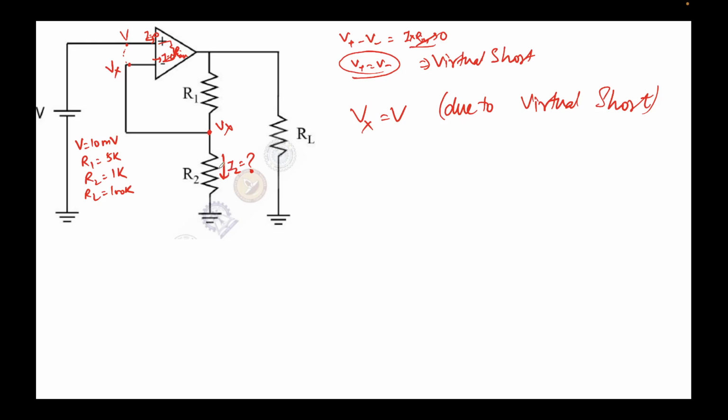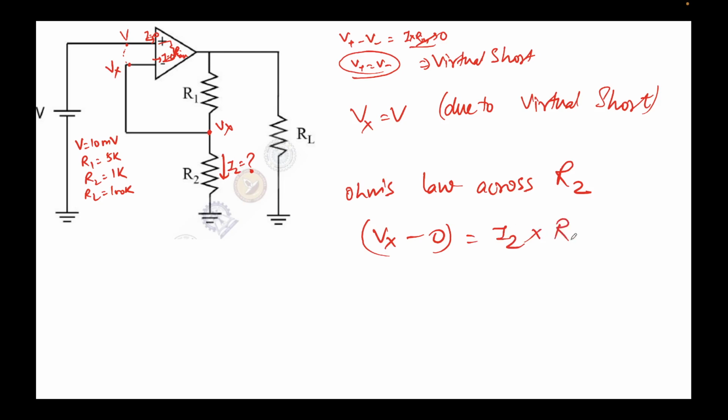Now let's write Ohm's law across resistor R2. So we'll write Vx minus 0, that is the potential drop across the R2 resistor, is equal to the current through the resistor, which we assume to be I2, times the value of resistor R2. So we'll get Vx equal to I2 R2. I2 will be Vx upon R2. The value of Vx is nothing but V, so I2 is V upon R2.